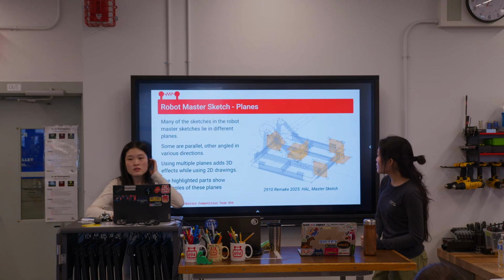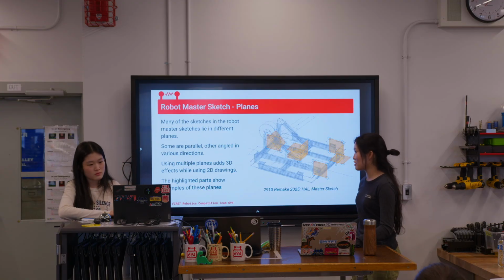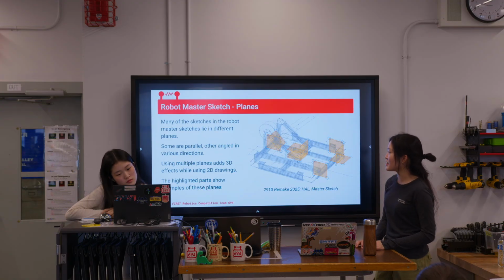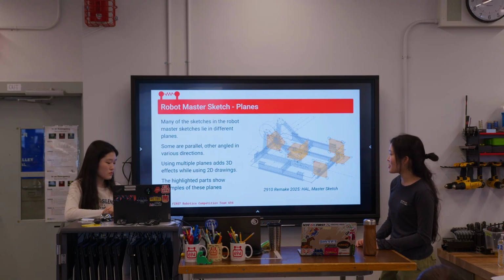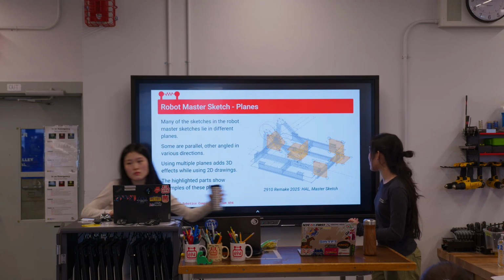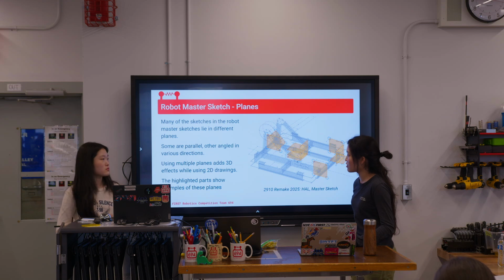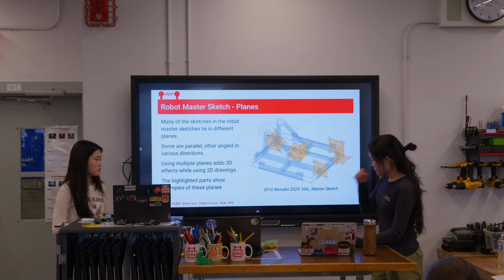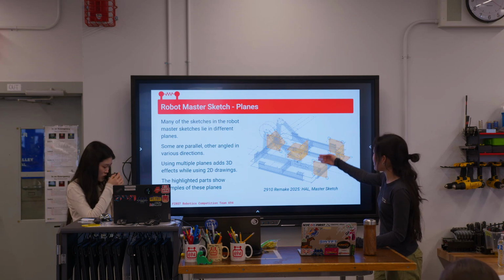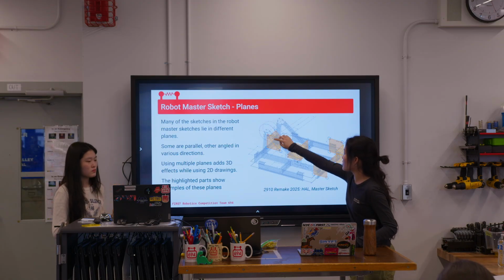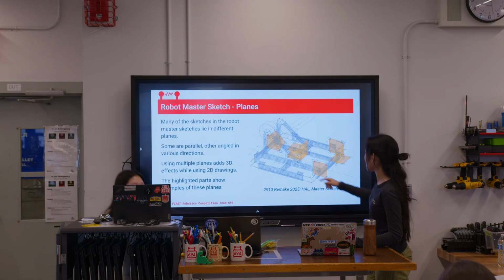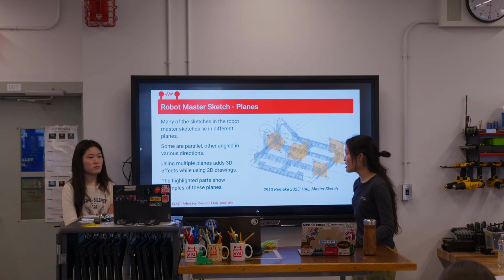Okay, so in order to create this three-dimensional effect, you need to use a lot of planes. And planes, I feel like, are very underrated in Onshape, because there are so many different ways to create them. There are a lot of options. Some can be parallel to the right plane, some can be parallel to the top plane. Some can even be angled. So if you see here, there are angled planes that are not one of the standard planes.